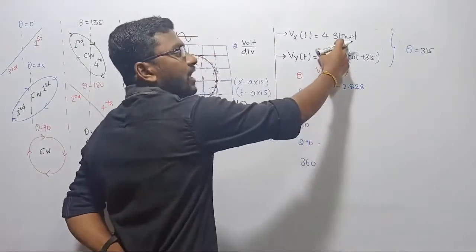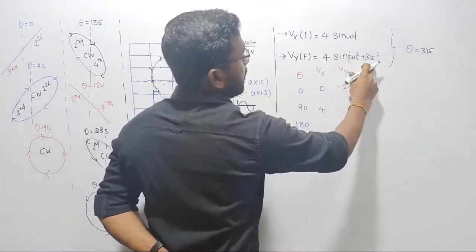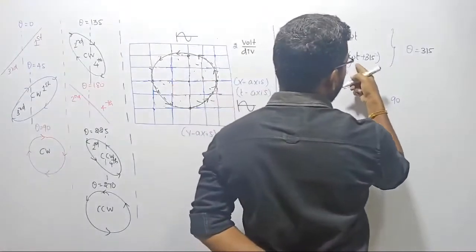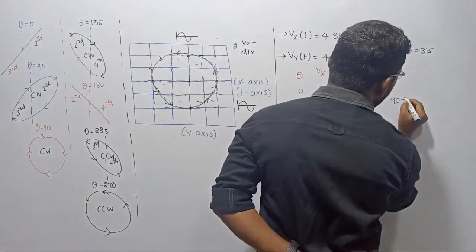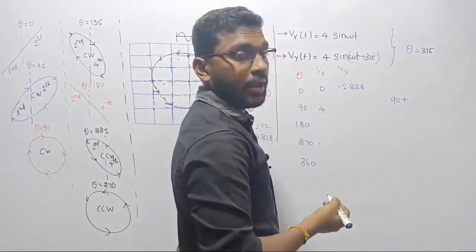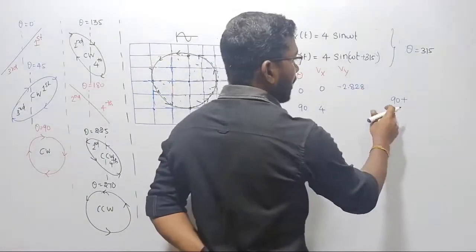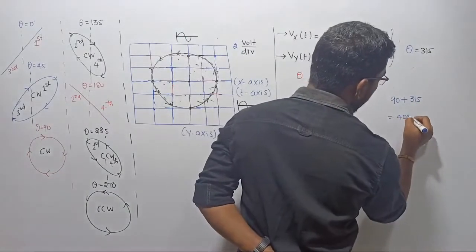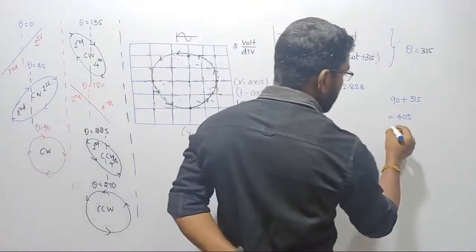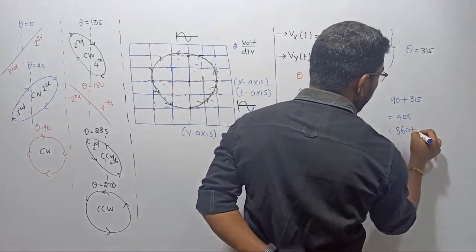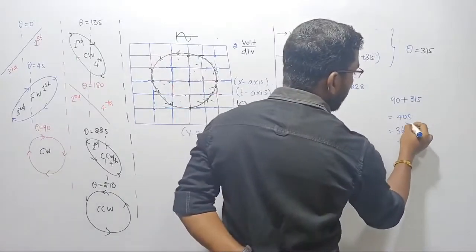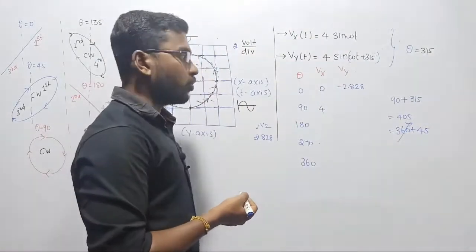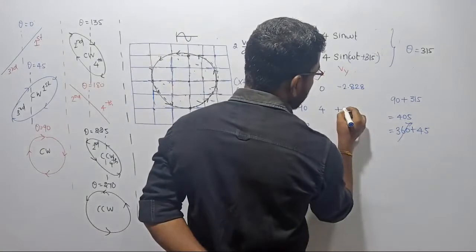Theta equal to 90. Sin 90 is 1, times 4 will become 4. 90 plus 315, once again, let's start from the beginning. Here I am considering 90 degree. If I add 90 degree with 315, we are going to get 405. We all know this 405 can be written as 360 plus 45 degree. 360 will be equal to 0 degree. 0 plus 45 will become 45. Sin 45 will become 1 by root 2. 1 by root 2 times 4 will become 2 root 2, that is equal to plus 2.828.